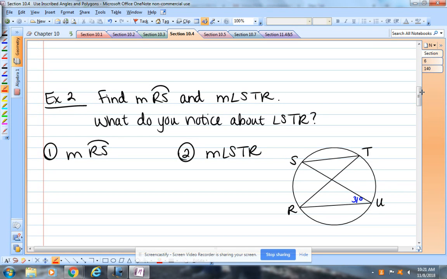Here's another cute little picture for us. Y'all don't have to draw the picture. Well, you might want to. Whatever, it's up to you. I ain't going to force it on you. So the first thing it wants us to find is the measure of arc RS, which is this one. How are we going to get it?